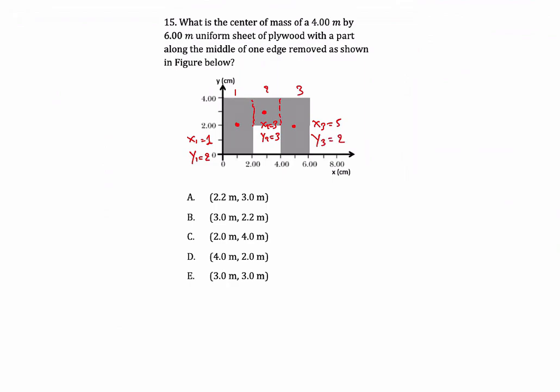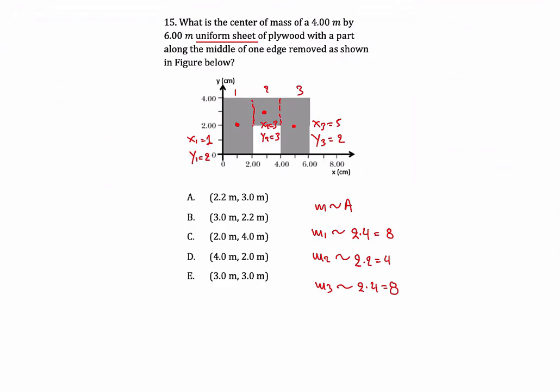Now also we don't know the mass of each block. However, since we have a uniform sheet, a uniform object, the mass is proportional to the area. So we can consider that mass 1 is proportional to the area of the first object. The area is length times width, so 2 times 4, 8. The mass 2 is proportional to length times width, so 2 times 2, 4. And the mass 3 is proportional to, again, 2 times 4, it is 8.